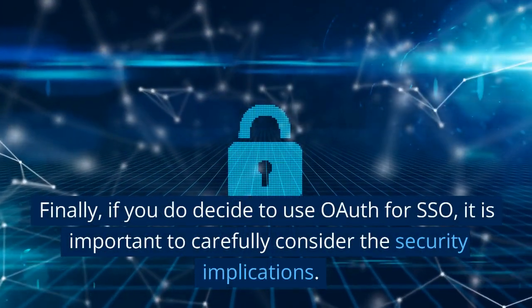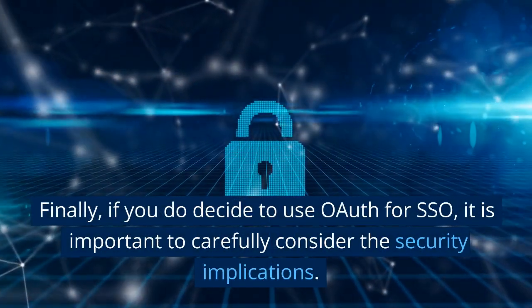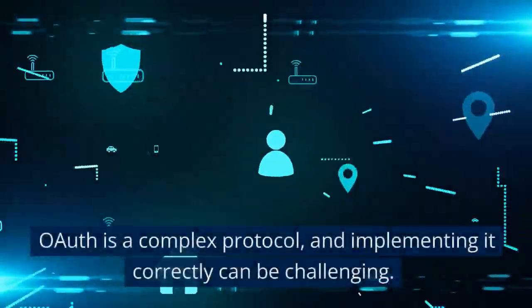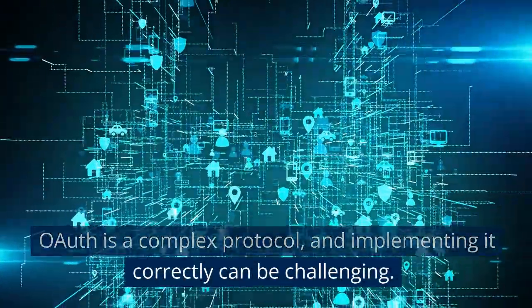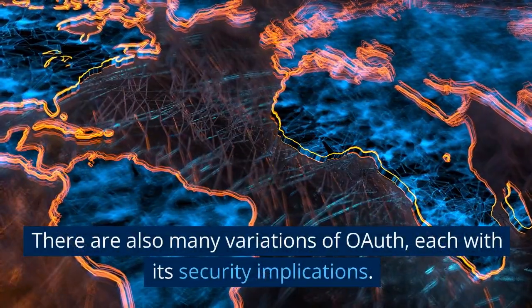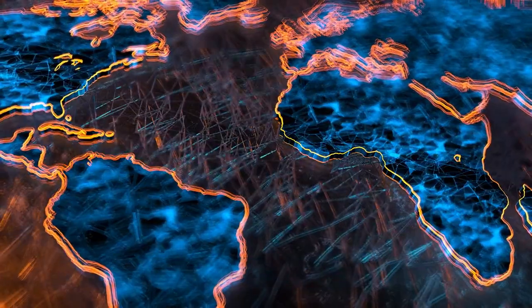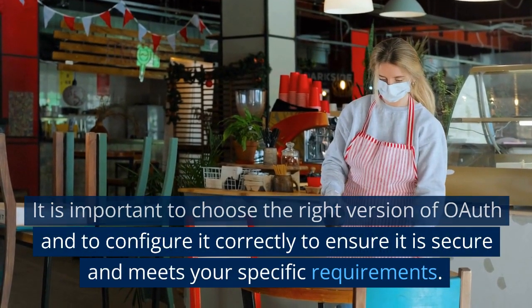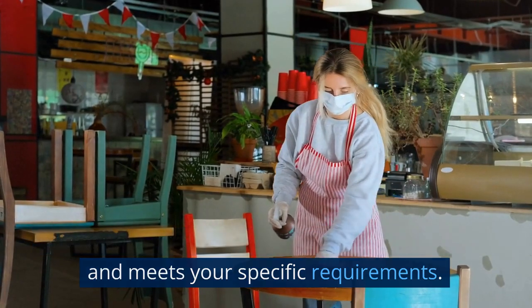Finally, if you do decide to use OAuth for SSO, it is important to carefully consider the security implications. OAuth is a complex protocol, and implementing it correctly can be challenging. There are also many variations of OAuth, each with its own security implications. It is important to choose the right version of OAuth and to configure it correctly to ensure it is secure and meets your specific requirements.